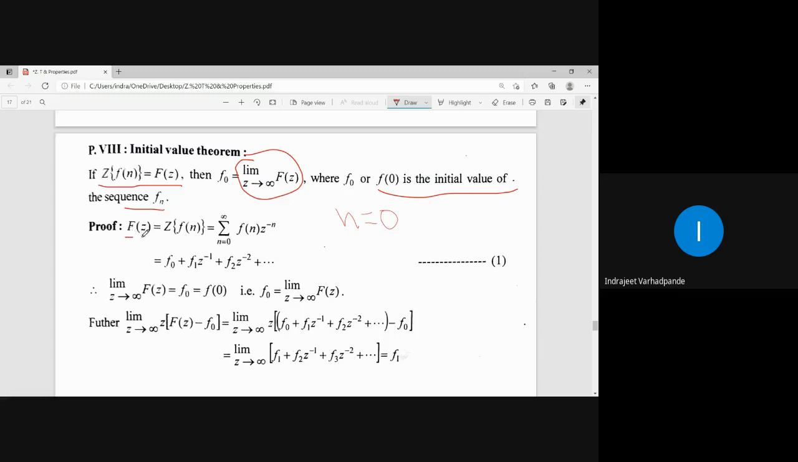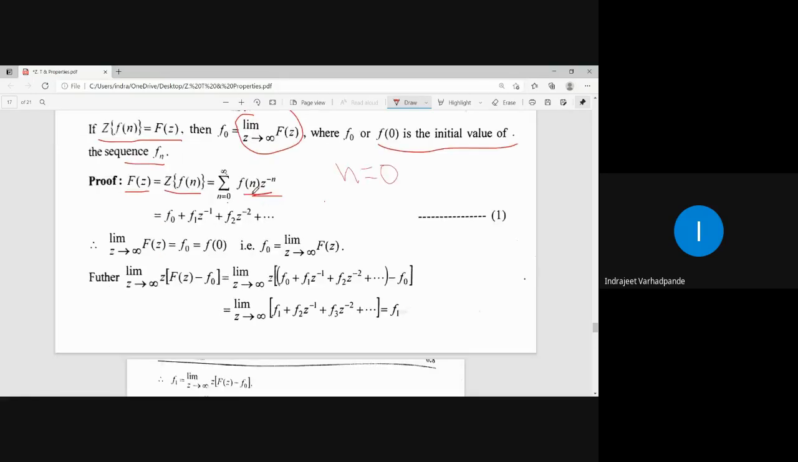As per the definition, F of z, Z of f of n will be summation n equal to 0 to infinity f of n into z to the power minus n. Expand this: f of 0 into z to the power 0, f of 1 into z to the power minus 1, f of 2 into z to the power minus 2. See, f of n is also written as fn, right?